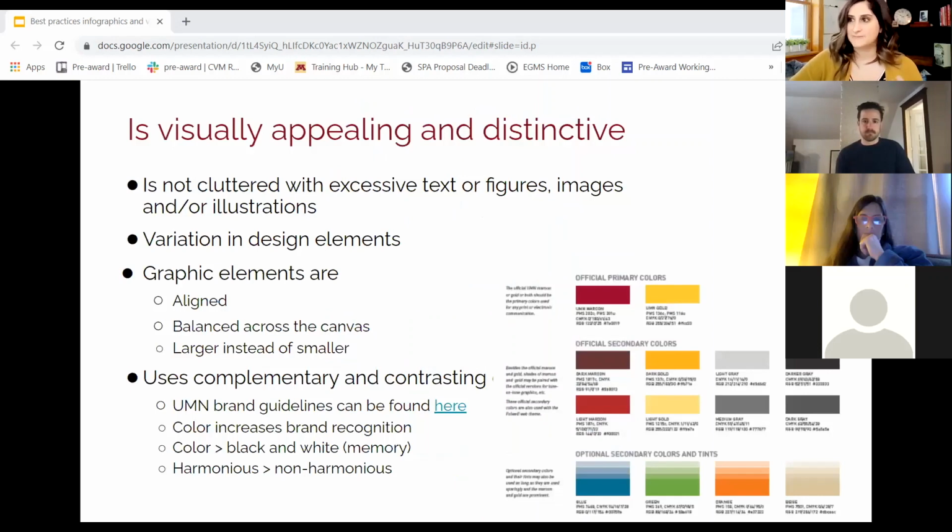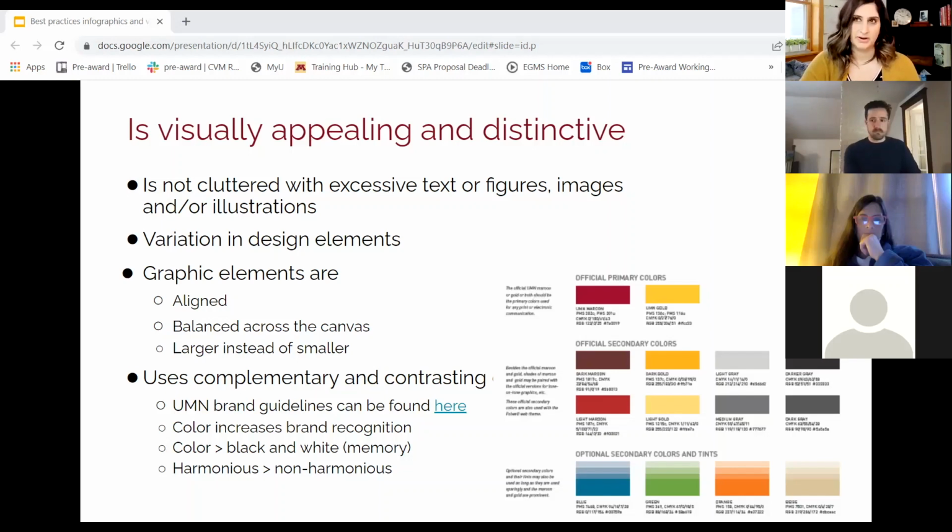Then there's just the graphic design elements of making this. So we know the why and what we're doing and why it's important and how we tailor our message, but how do I, as someone who is not a graphic designer, make a product that someone's going to care about and be able to get through? Part of it is the content, but part of it is the packaging. So we want to make sure that it's not super cluttered with lots of text, figures, images, that you have variation in design elements. And we're going to, again, show an example.